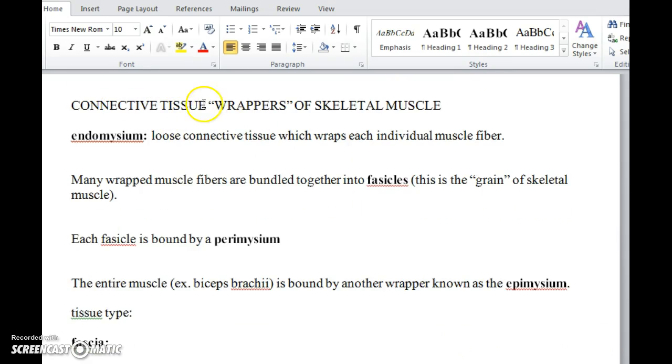And then here is what we just said. All right, connective tissue wrapper. Endomysium. I'm going kind of the opposite way from the picture. Loose connective tissue wraps the individual muscle fibers. I don't think there's anything else you need to put there.